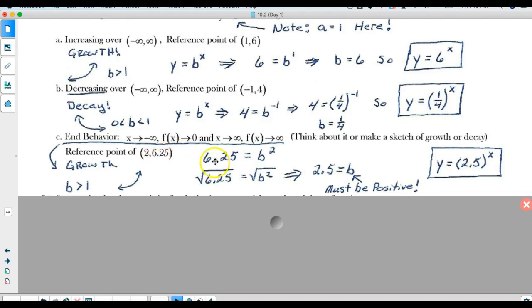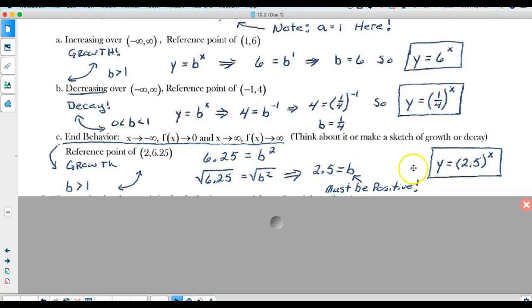Well, I'm going to do the same thing. I'm going to plug my y in for my y, my x in for my x, and I run into 6.25 equals b squared. Well, you know how to solve that. All I'd have to do is take the square root of both sides. Typically, we have a plus or a minus whenever we square root. But when we're talking about an exponential function, the square root of 6.25 is 2.5. If it's going to actually be a growth or a decay function, b must be positive, so I have to take the principal root or the positive root there.